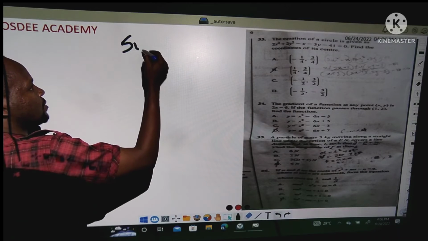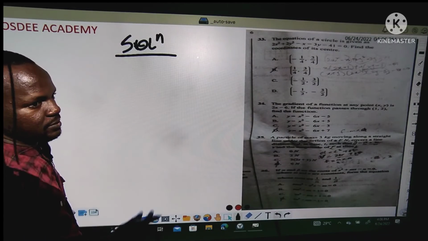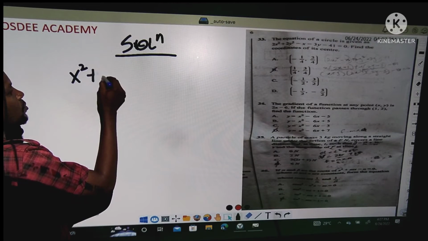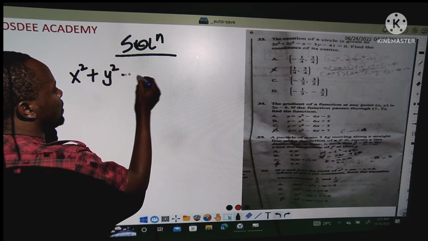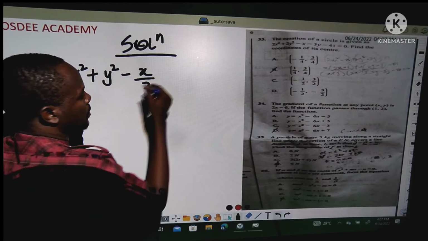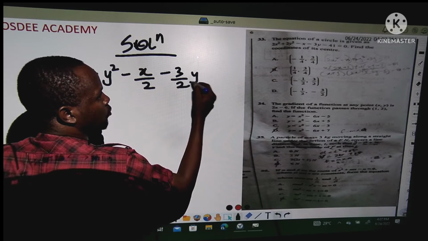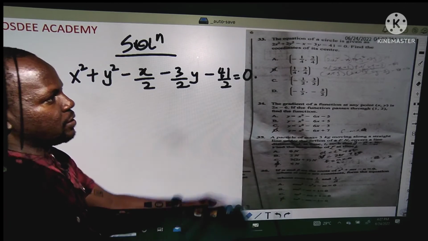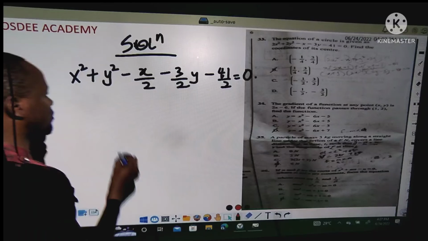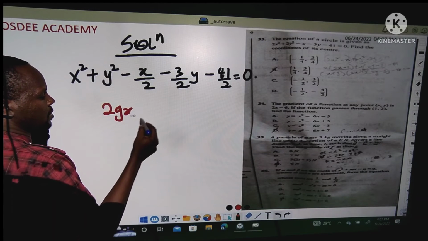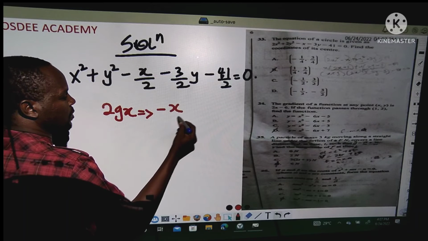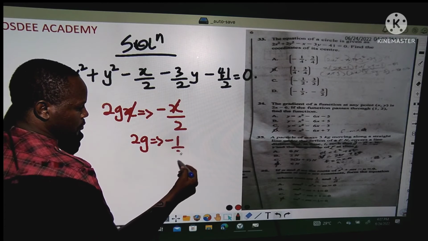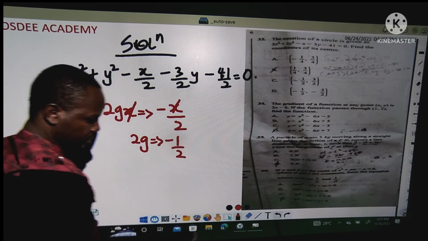So the solution we can just write like this: divide everything by 2. You're going to have x squared plus y squared minus x over 2 minus 3 over 2 y minus 1 over 2 equals 0, because 0 divided by 2 is still 0. So for the coordinates, I gave a shortcut in that video. Just say 2g. Look for the coefficient of x here, minus x over 2. So 2g equals minus 1 over 2. You can get the value of g from cross multiplication.